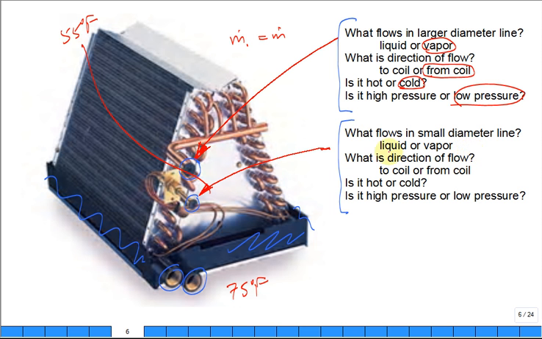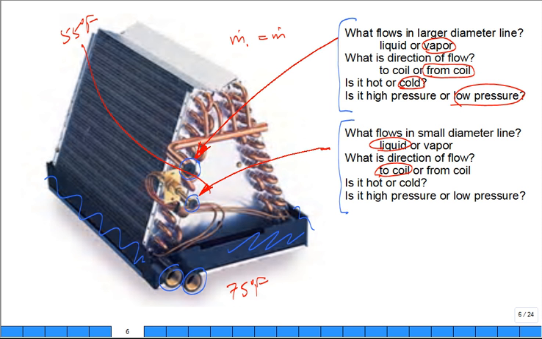So what's in it? Liquid. What direction does it flow? It flows to the A coil, to the evaporator. Is it hot or cold? It's liquid in that line. But it's just got beat up and condensed in the condenser. Beat up in the compressor and condensed in the condenser.